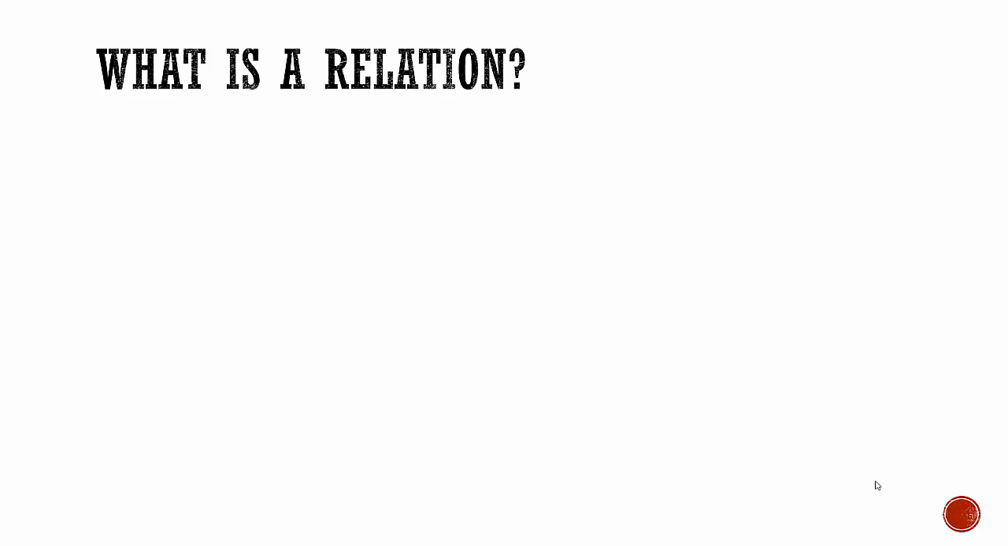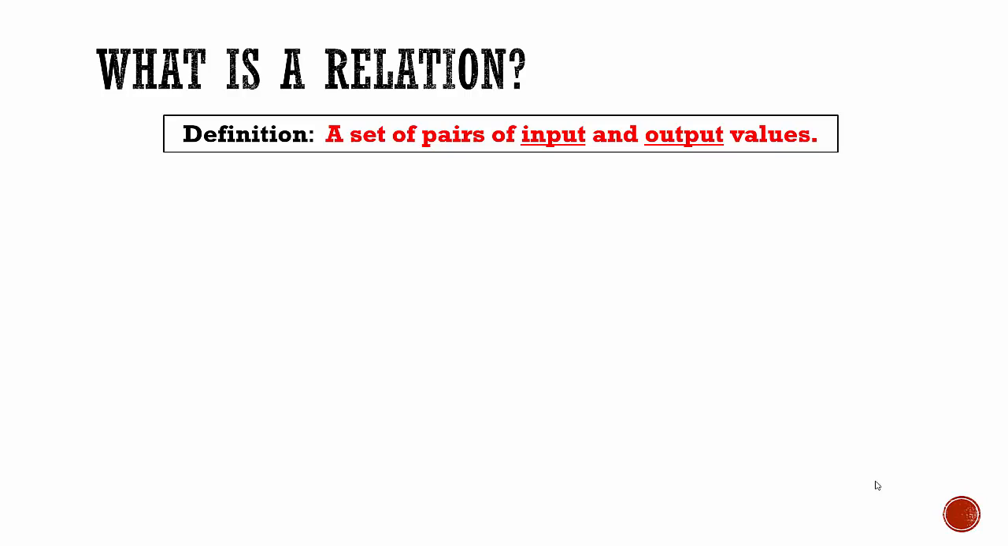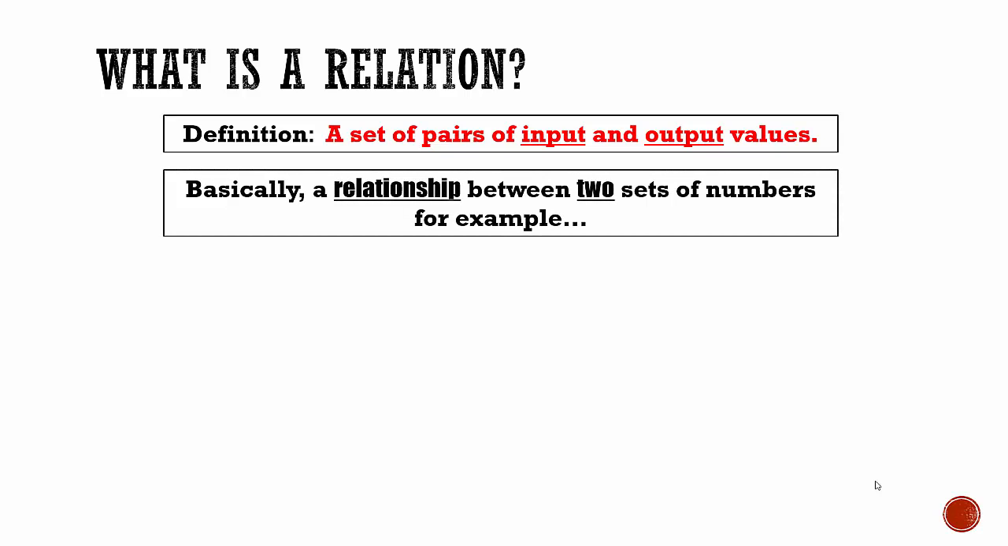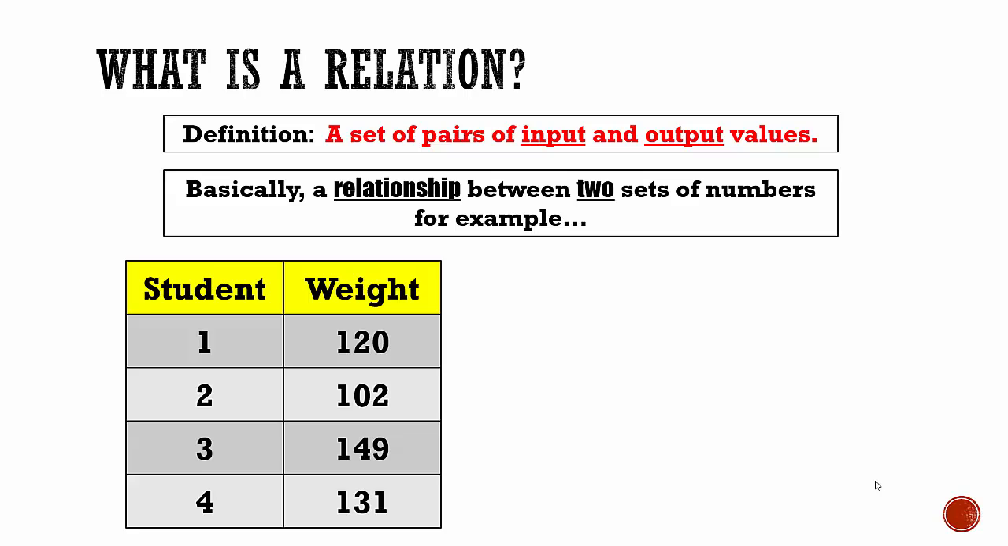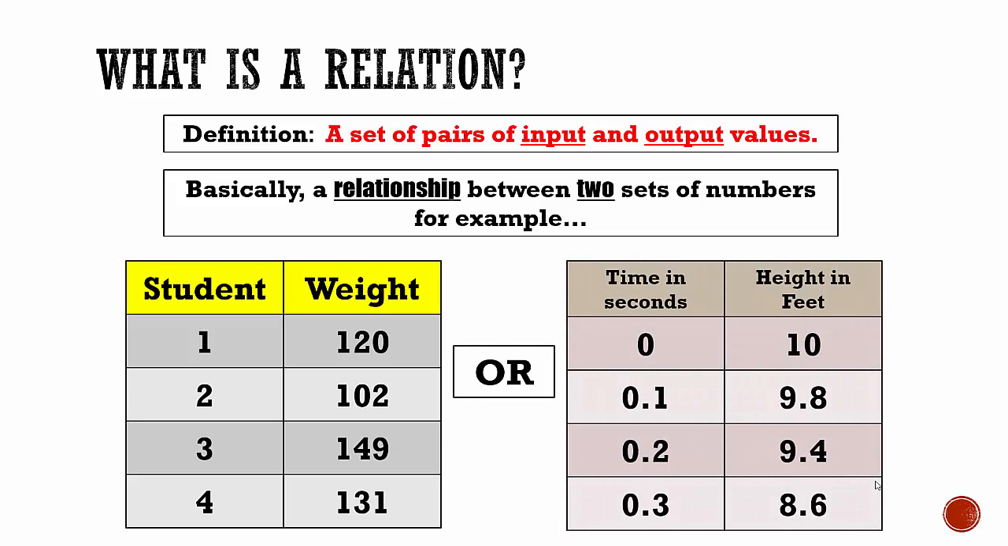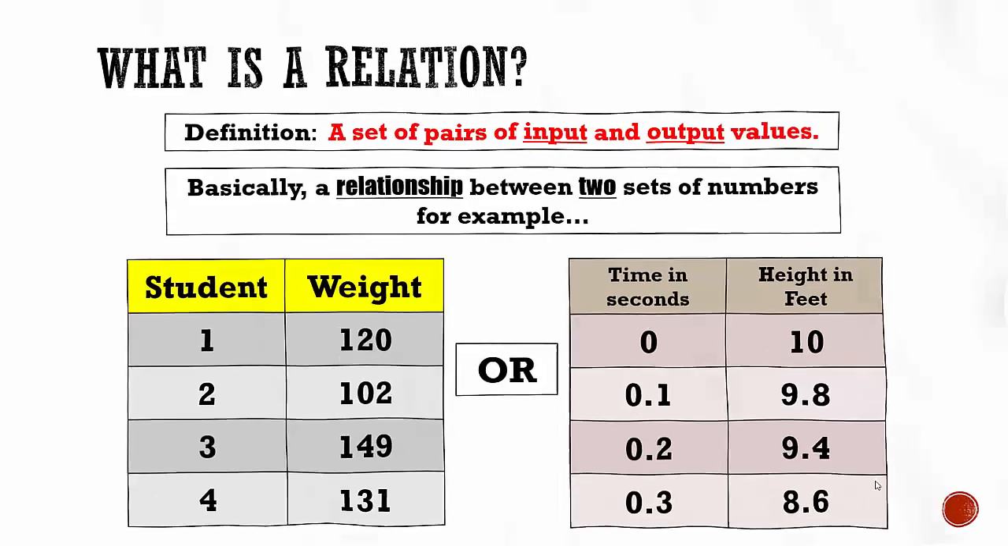So we're going to start off with what is a relation, because we're going to be talking about the relationship between two values. So it's a set of pairs of input and output values. So basically it's a relationship between two sets of numbers. So like if we had a table that had students represented by a number, so like an ID number, and their weight, or like if you threw a ball in the air and we measured the time in seconds and the height in feet at that time.